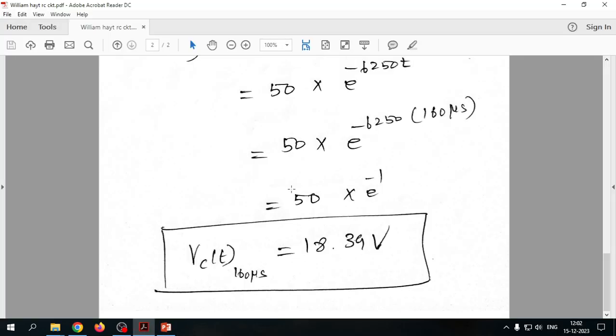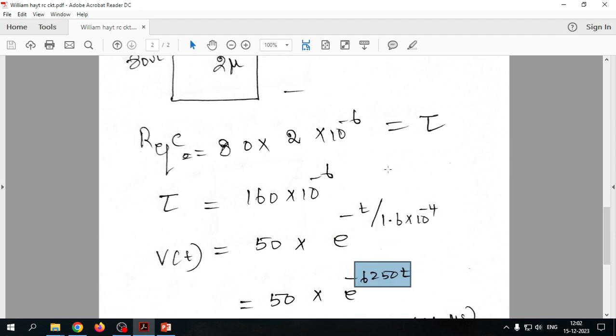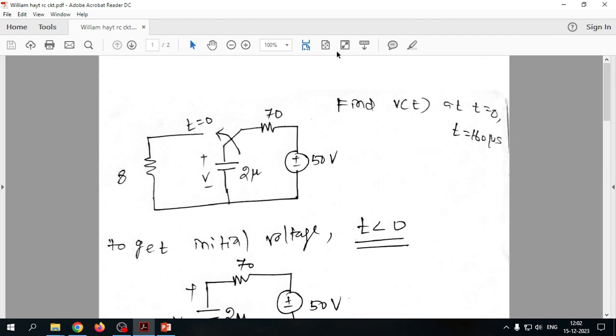Now look at this. From 50 we have got 18.39 volts at the rate of e power minus 6250 times the t value. So this is a William Hayt example problem, actually a practice problem, and you can find a solution like this.